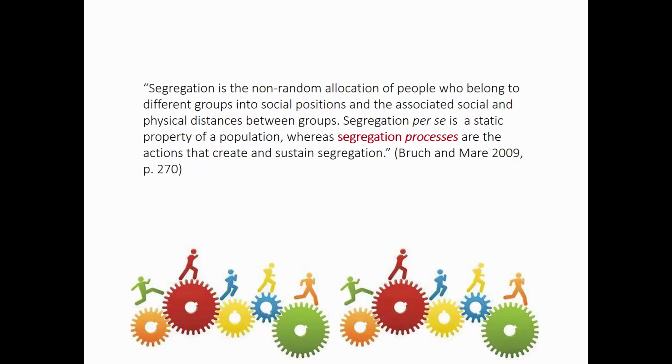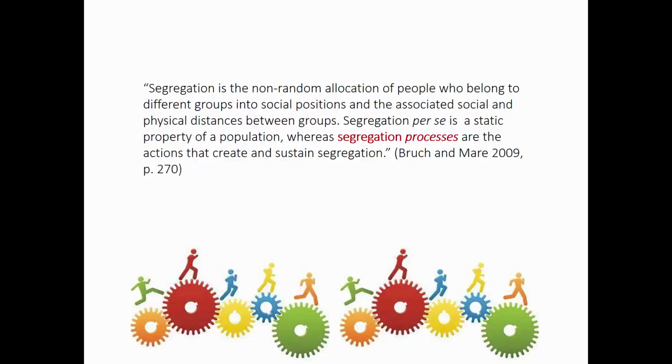Now they introduce the segregation process. They say segregation per se is a static property of a population, a macro-level phenomenon that we observe, whereas segregation processes are the actions that create and sustain segregation. So now we are distinguishing between the thing that we actually observe at the end of the day and the process, how it comes about.